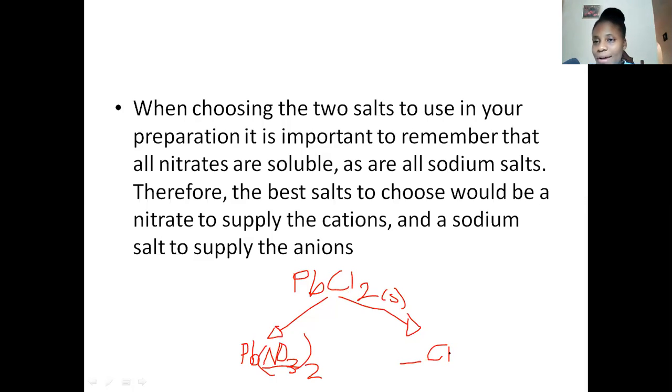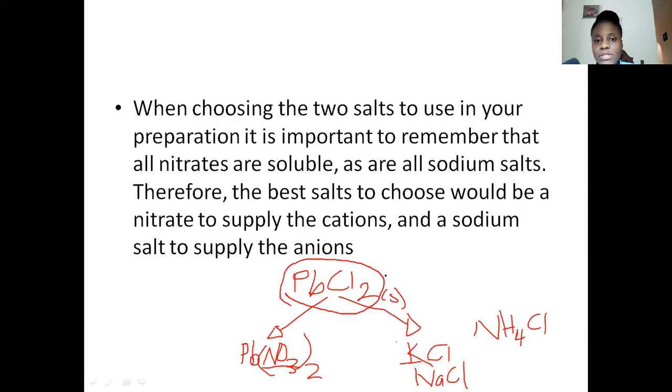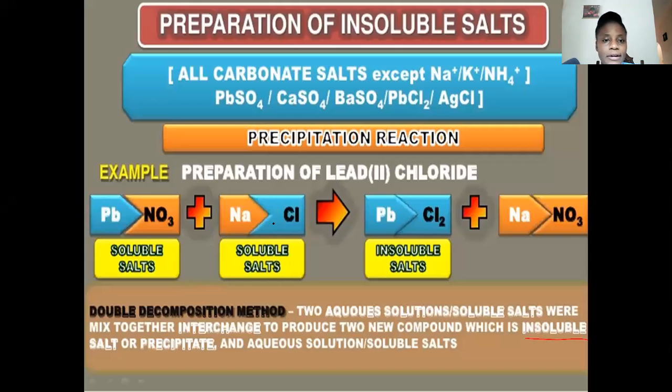And then what chloride can you choose? Something that's soluble. Potassium. You can choose potassium, you can choose sodium, or you could choose ammonium, right? And all of those are good choices, okay? So that is how you would make an insoluble salt. You choose 2 soluble salts to make it. All right, so here they choose sodium chloride and potassium and lead nitrate.